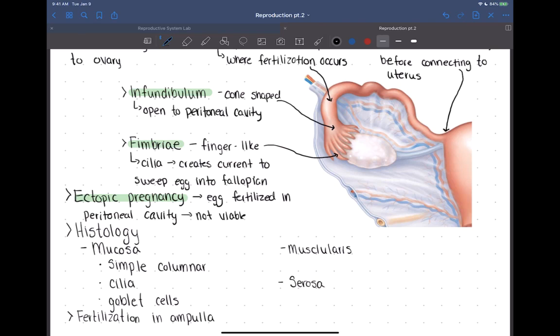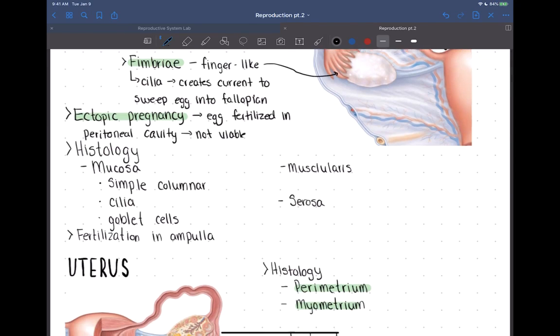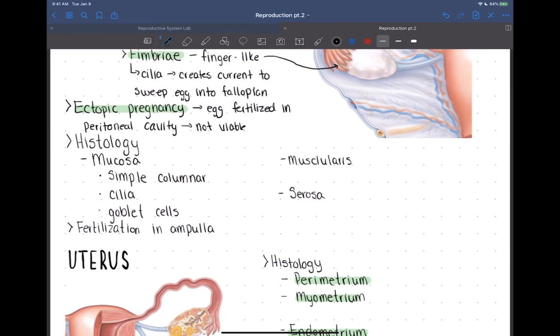Now let's talk briefly about the mucosa, or the histology in general, of the fallopian tube. The fallopian tube contains simple columnar cells, and as we mentioned, those simple columnar cells contain cilia. The cilia beat to create a current, a whoosh kind of current, to pull that egg along. So they function to move the ovum.